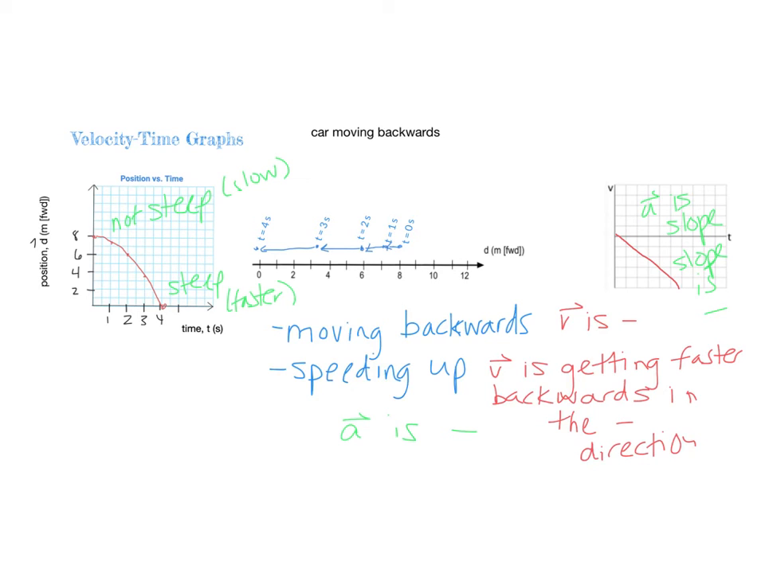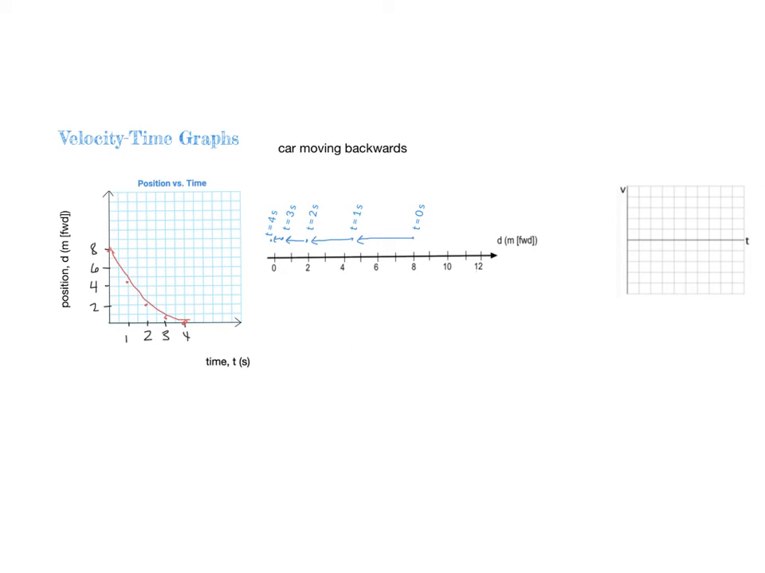Let's try one last example. So we have another car moving backwards. So they're starting at 8 and going back towards 0. So they're going backwards. As the car moves backwards, this time they're going very far in the first few seconds, and then each second they start to move less and less. So it's going backwards and slowing down.